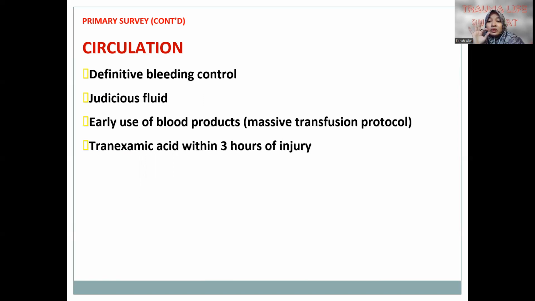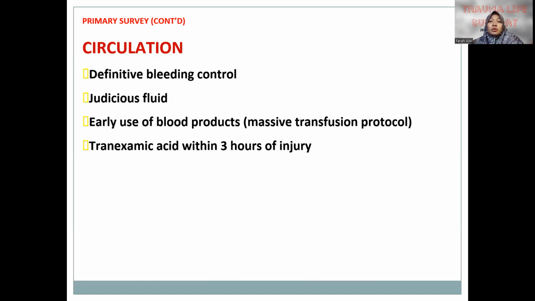There are 4 steps. Number 1 is direct compression, directly compress on the wound. Number 2 is elevate the wound, elevate the affected limbs. Number 3 is you compress the artery that supplies the area. And number 4 is your tourniquet.